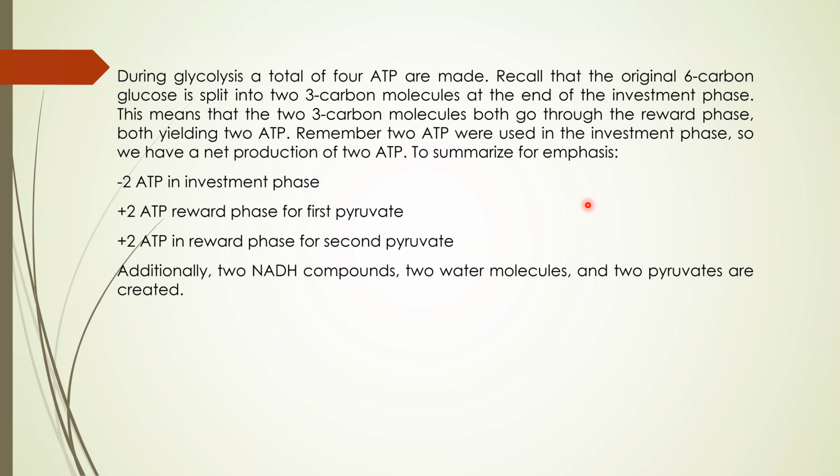Recall that the original six carbon molecule is split into two three carbon molecules at the end of the investment phase. This means that the two three carbon molecules both go through the reward phase, both yielding 2 ATP. Remember, 2 ATP were used in the investment phase. So we have a net production of 2 ATP molecules, right? So to summarize for more emphasis, I've just listed in points that there is minus 2 ATP, meaning that they have been consumed in the investment phase, plus 2 ATP in the reward phase for the first pyruvate, plus 2 ATP, where plus is a sign for production or release, in the reward phase for the second pyruvate. Additionally, there are two NADH compounds, two water molecules, and two pyruvate created. So that is the net result of the glycolysis.